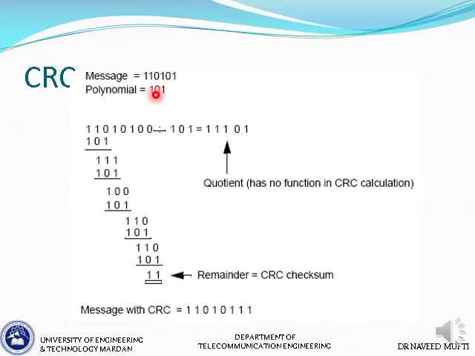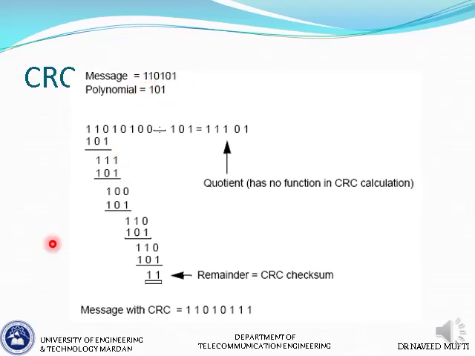So the way it works is that you have to divide the message by the polynomial, but this is binary division. It's a little bit different from our ordinary division. So you have this message and you have to divide it by a polynomial, but before division you have to add some extra zeros at the end of the message. The number of extra zeros that you will add depends on the highest power of this polynomial.